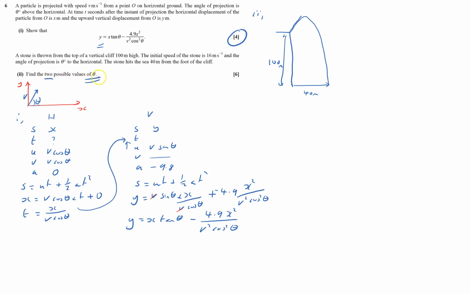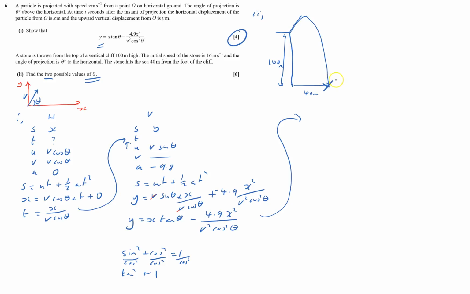Well, I reckon I'm going to be getting a quadratic in order to get two values for theta. I've got cos squared theta here, so I really want a quadratic in tan theta. So I remember what cos squared theta is. I know that sine squared plus cos squared equals 1. If I divide everything through by cos squared, it's always worth doing this in case you forget, that's sec squared, which is what we've got here: 1 over cos squared is tan squared plus 1.